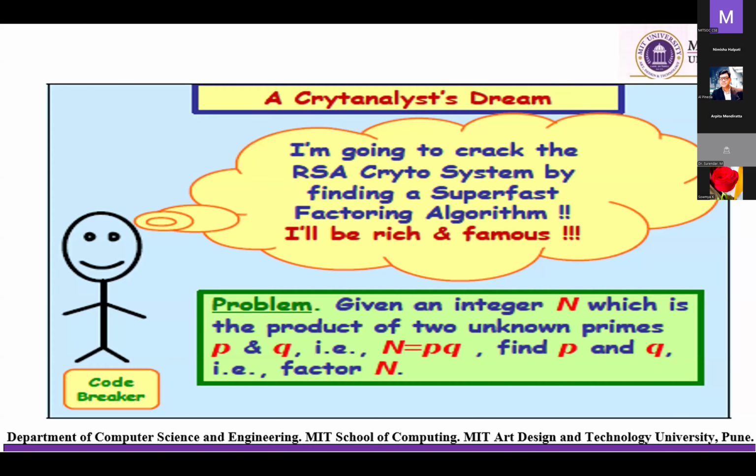The image here humorously represents the dream of a cryptanalyst attempting to break the RSA crypto system. This is a thought bubble. The cryptanalyst plans to crack the RSA system by finding a super fast factoring algorithm. What's the result? Becoming rich and famous. What's the problem? The task involves factoring an integer n, which is the product of two unknown primes, p and q.